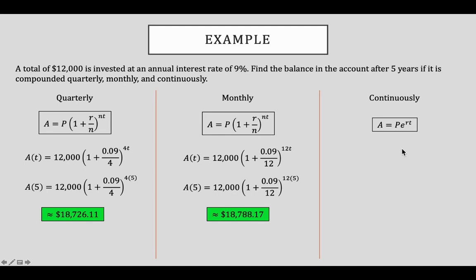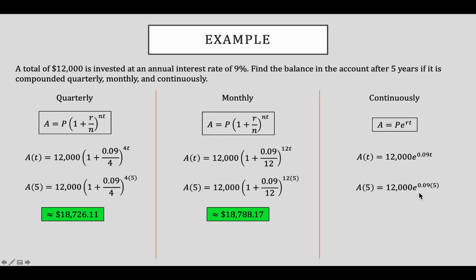For compounded continuously, the formula that we want to use is A equals P e to the RT, A PERT. Well, A of t is equal to 12,000. Again, that's our principal, our initial investment, times e raised to the 0.09. That's our interest rate in decimal form, times t. And again, we want to evaluate this at 5 years. Let's plug in 5 for t.